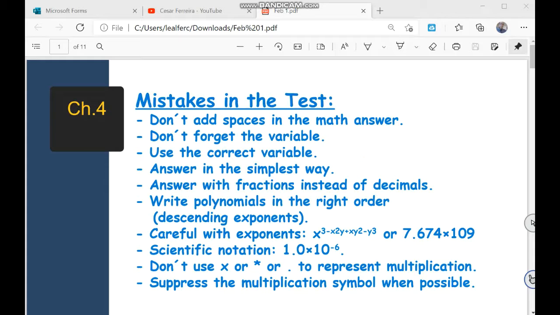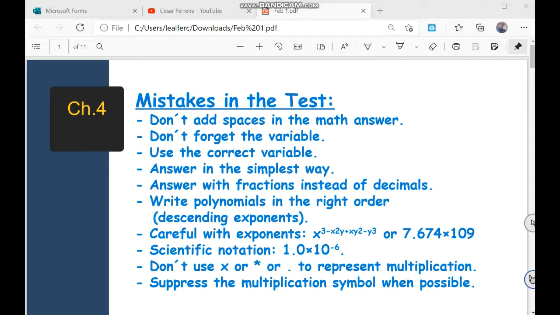Next one, use the correct variable is another one. Sometimes it's not x, it's r, or it's a, or it's a different variable. Check the question, what's the variable that you're working on. Don't use the wrong variable.